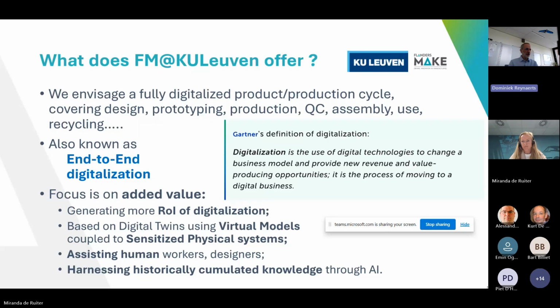We use virtual models, but it's very important that these models stay synchronized with the real twin. So it's the digital twin and the real twin. That means that we need sensors in our physical systems. We can also assist, of course, human workers, not only in the factory, but as you will see in this case, in the work preparation and in the design phase.